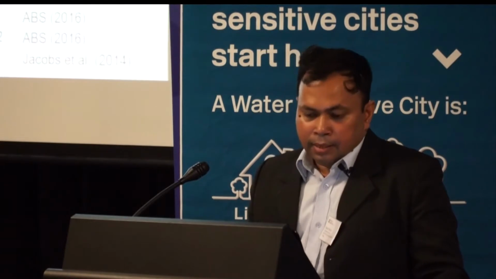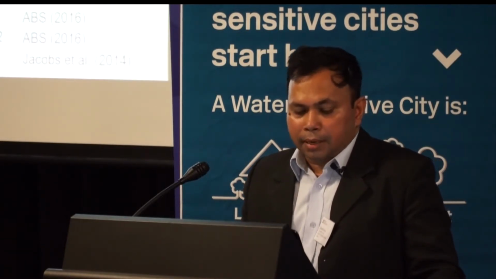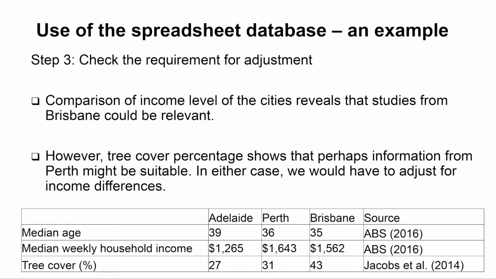So now we have to check for the adjustment. How do we compare? We have gone for a broader scale because there is no socio-demographic information. We looked at Adelaide as our target area, and then Perth and Brisbane are the two locations the studies have come from. Do we have to adjust for any income difference or socio-demographic information difference?